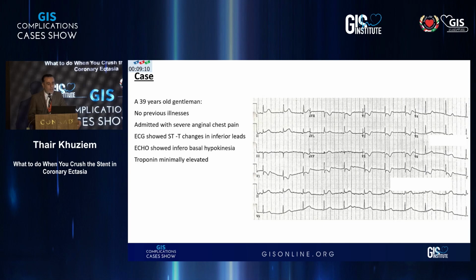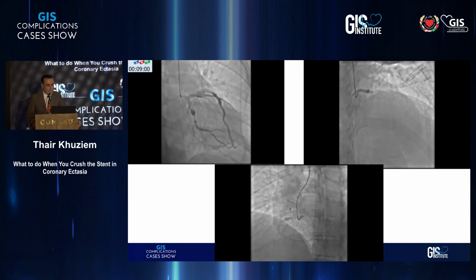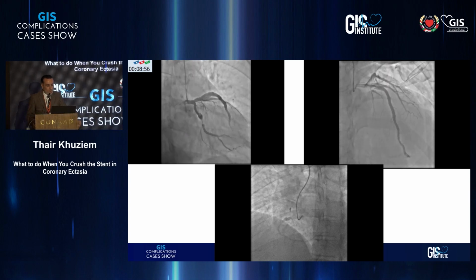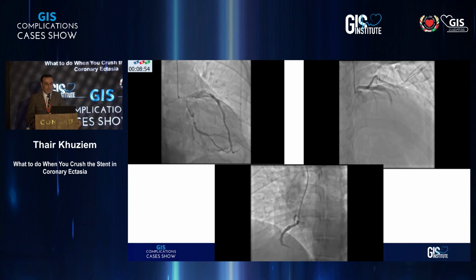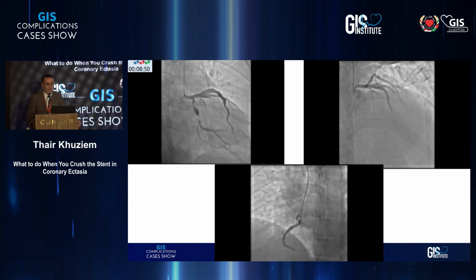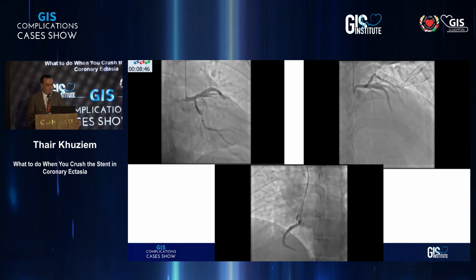Echo, done later on, showed the inferior basal hypokinesis, and troponin at the time of the presentation was minimally elevated. So we decided to take the patient to the cath lab, and as you see, there is the LAD, the flow is probably slow, and we see the circumflex clearly. The mid portion, there is a tight lesion preceded by aneurysm or ectasia, swirling of the blood. We don't know if there is a thrombus or not.